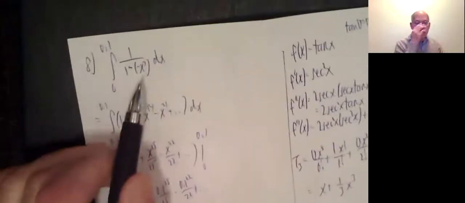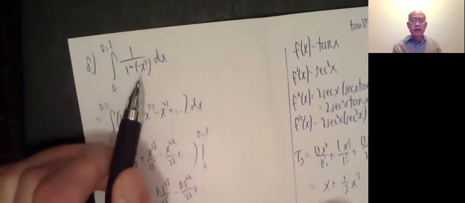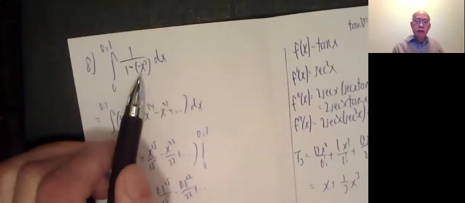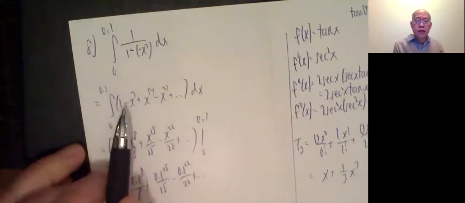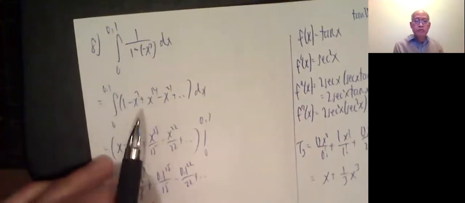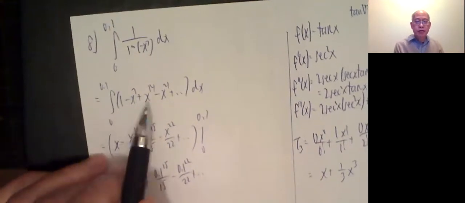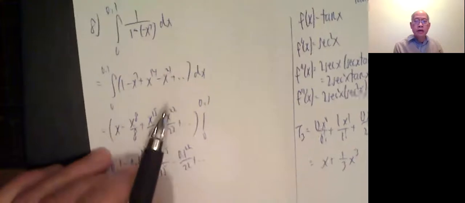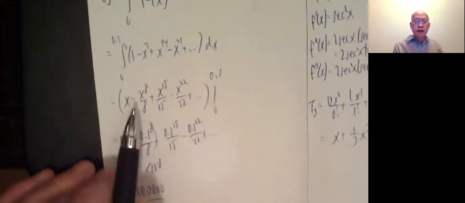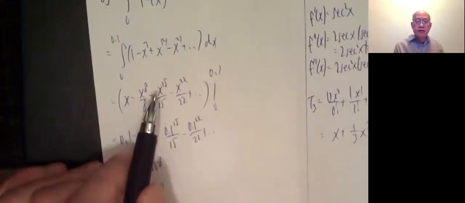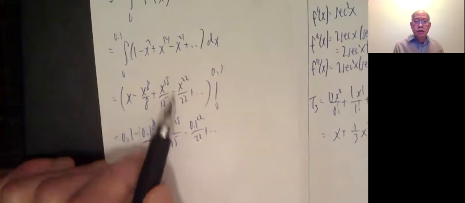Okay, number 8, to 6 decimal places: 1 over 1 minus negative x to the 7th. So that's a over 1 minus r. The first term is 1, then I keep multiplying by negative x to the 7th. So 1 minus x to the 7th plus x to the 14th minus x to the 21st, and so on. Integrating gives x minus x to the 8th over 8 plus x to the 15th over 15 minus x to the 22nd over 22. Plug in 0, it's all 0.